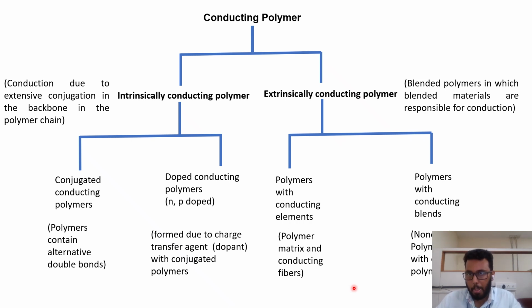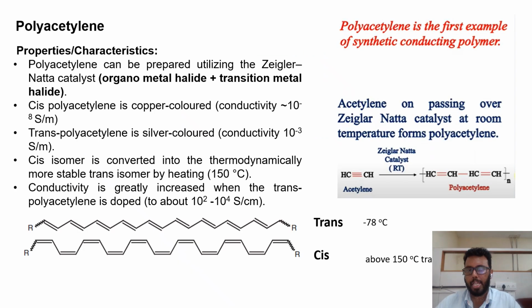You are doing it purposely, like blending polymers with other materials that are responsible for conductance. Even carbon particles you can blend, carbon fibers you can blend, and metal nanostructures you can blend. For example, non-conducting polymers with conducting blends. So non-conducting polymers can be blended with conducting polymers to make them conducting.